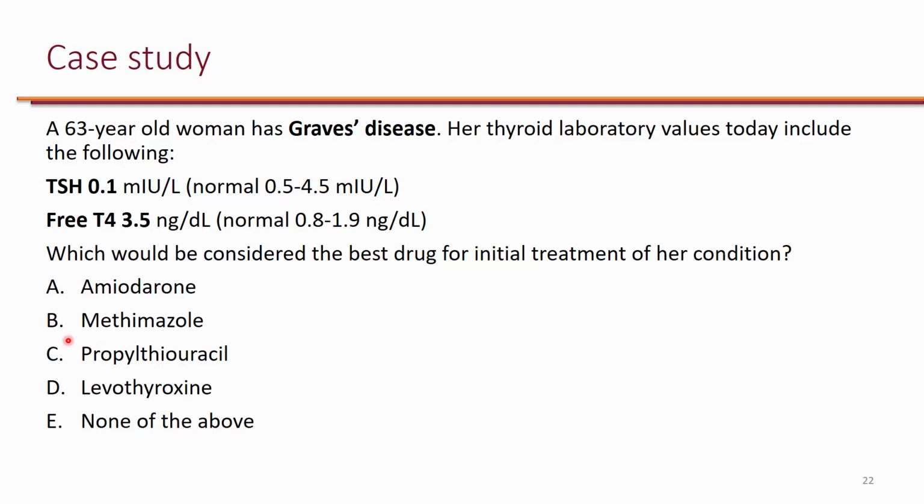Amiodarone is not used for treatment of hyperthyroidism. It can lead to hyperthyroidism, but it does not treat it. Propylthiouracil would be the drug of choice if this patient was pregnant and in their first trimester. And of course, levothyroxine is used for hypothyroidism. This concludes this presentation.